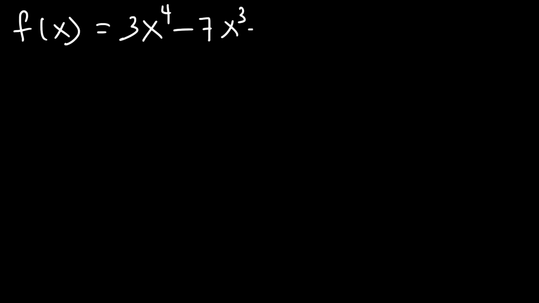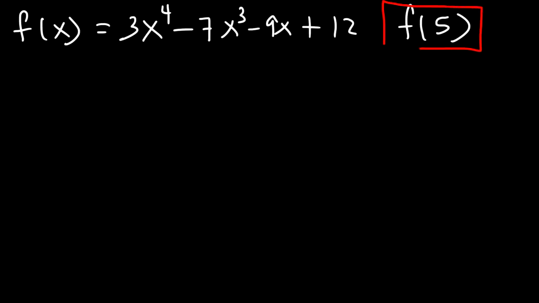Let's try another example. Let's say that f of x is 3x to the 4th power minus 7x cubed minus 9x plus 12. Go ahead and evaluate the function when x is equal to 5. Feel free to pause the video. Use synthetic division to get the answer and then confirm it by evaluating the function at x equals 5. So let's start with synthetic division.